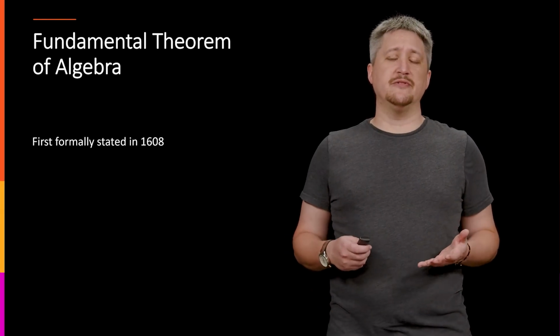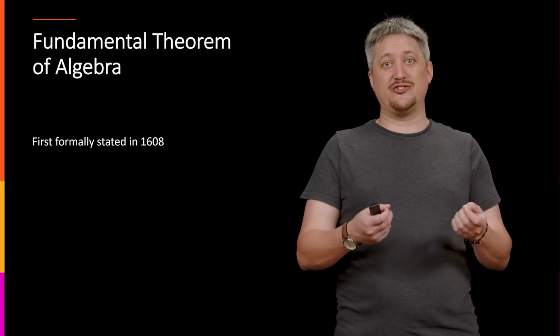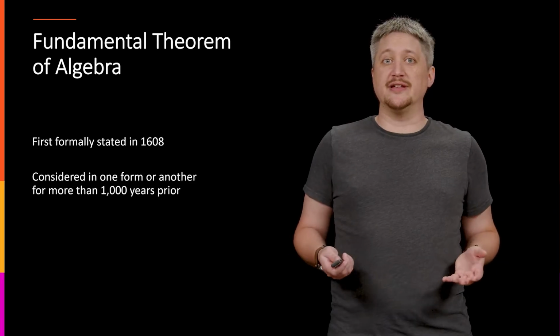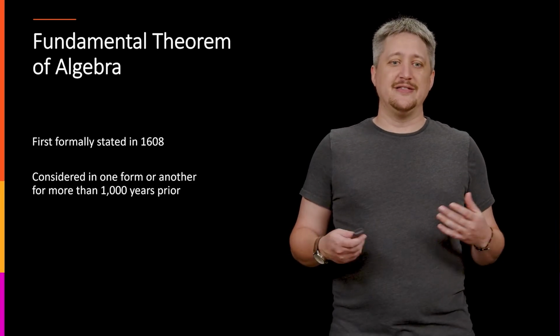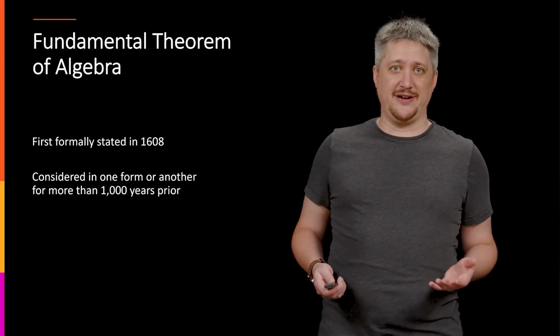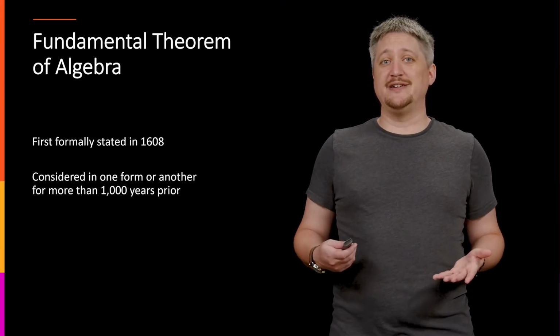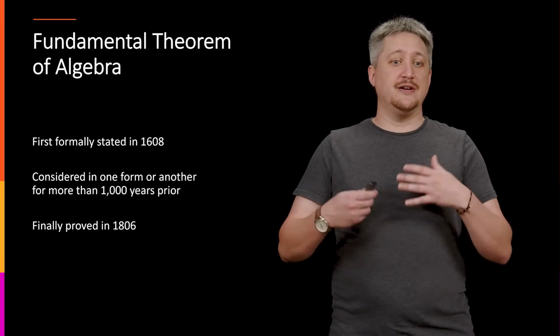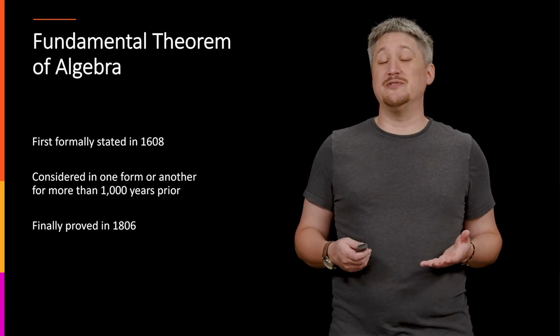So before we dive in, a little bit of history. The fundamental theorem of algebra was first formally stated as a conjecture, as something that somebody would want to actually try to prove, in 1608. But to be clear, it was actually considered in some form or another for more than 1,000 years before that. So this is one of those things that has been around for a very long time, and people have been trying to solve it for in excess of 1,000 years before eventually it was finally proved in 1806.